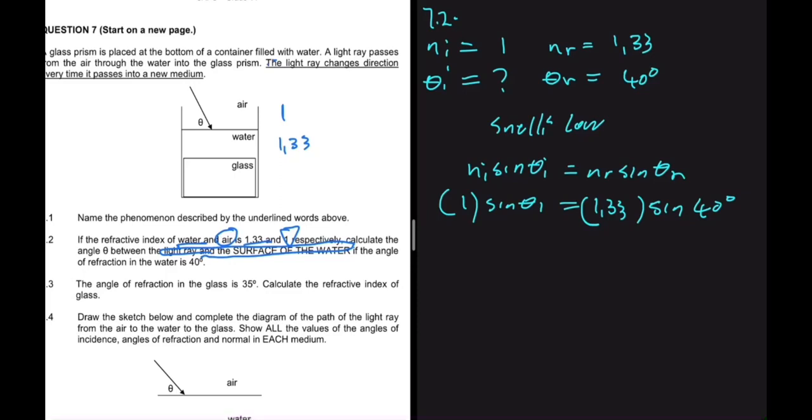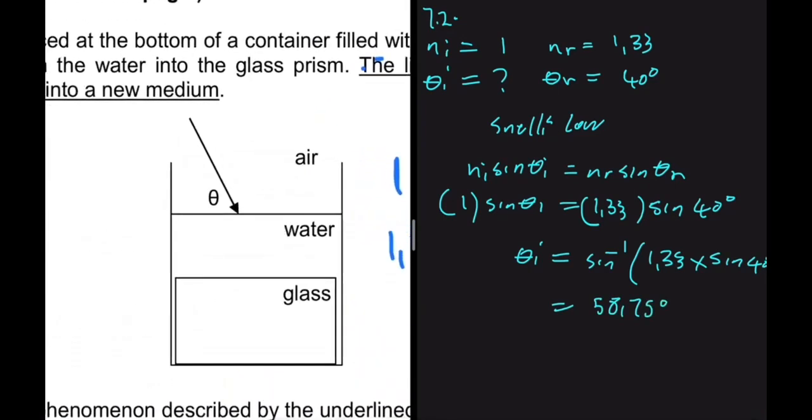So now we can basically say that theta, or the angle of incidence, will be equal to sine arc of 1.33 multiplied by sine of 40 degrees. And then if you put that in your calculator, you're going to get 58.75 degrees. So what are we saying? Let's come to our sketch, right? This is the normal. We're saying that this angle here is 58.75, right? And then if we keep our normal going, this angle here, we are told that it is 40 degrees.